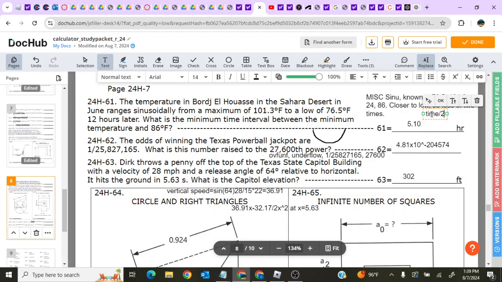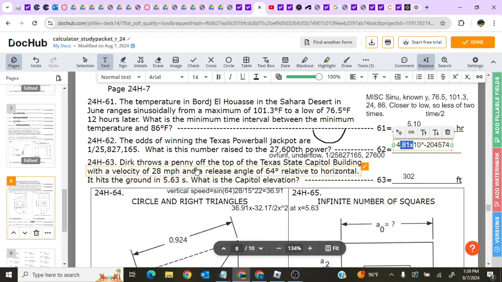62. The odds of winning the Texas Powerball are 1 in 25,827,165, raised to the 27,600th power. So we have our overflow and underflow problem or program. This is going to be an underflow. This number is clearly going to be much less than 1. Your base is going to be 1 over that value, and your exponent is going to be 27,600. Once you do that, you get a value of 4.81 times 10 to the negative 204,574.